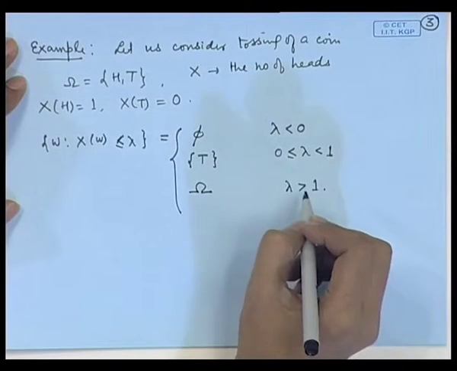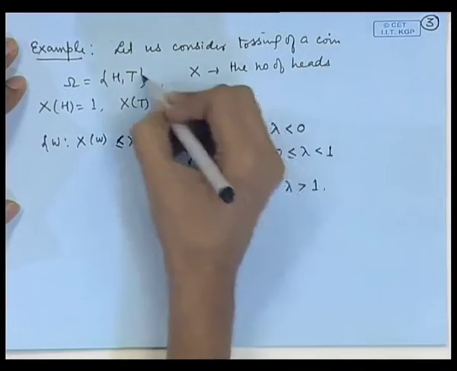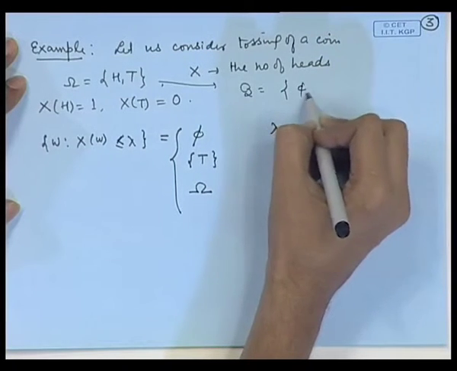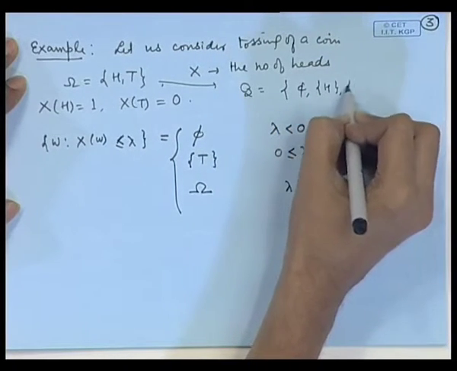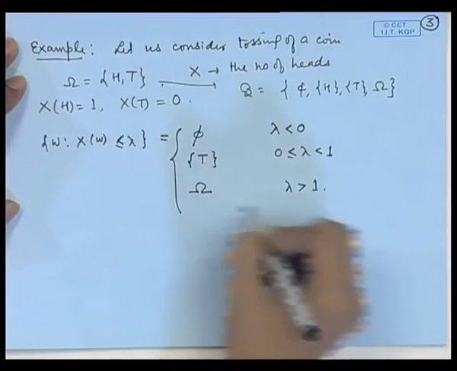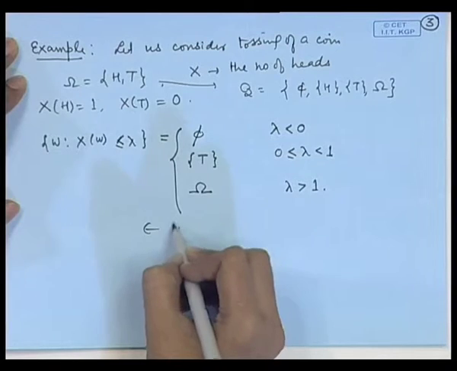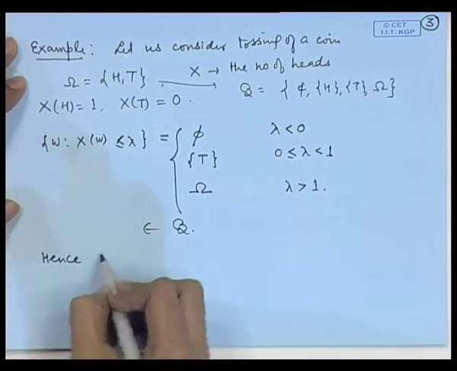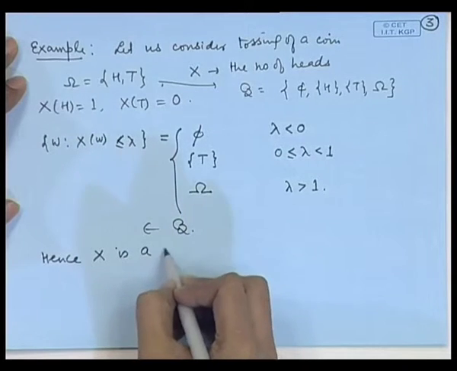So, if my sigma field here consists of phi, H, T and omega, then you can see that this set always belongs to B. Hence, this X is a random variable.